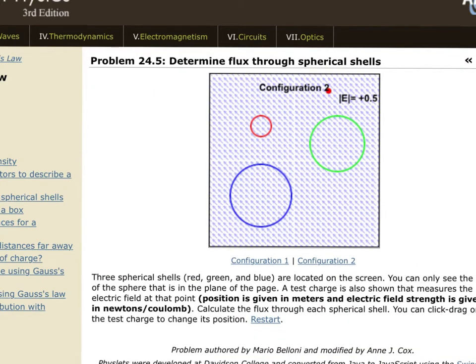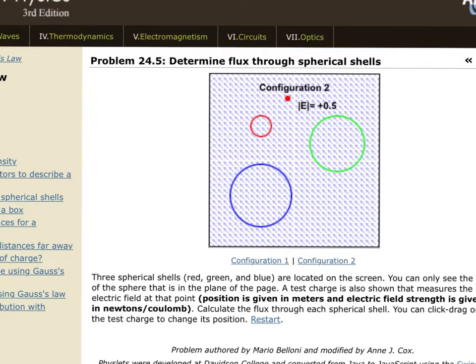Okay, number 5, you're calculating the flux into and out of each of these three spheres, the red, the green, and the blue sphere, different sizes. And so to calculate flux, what are you going to use? Well, you don't have any information about the charge inside. Then you would use Gauss's law, but you do have a red dot that you can drag around and read the electric field.